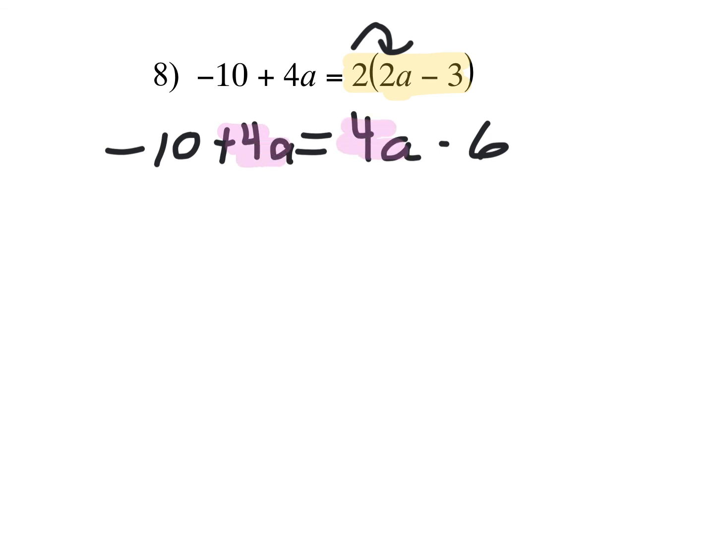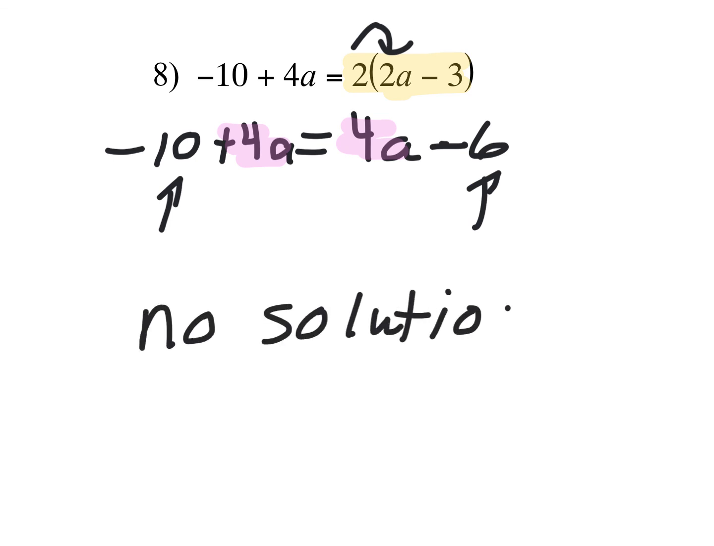Do they have the same number on either side? They do not, right? We got the same variables, but that one's got a negative 6. That one's got a negative 10. That can't balance out. You can't have 4a's minus 10 be equal to 4a's minus 6. That's just impossible. So this is where we should stop. You should really only do that one step to get no solution.